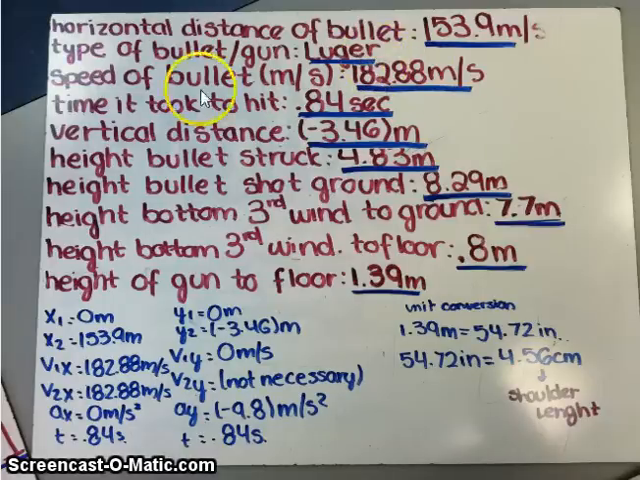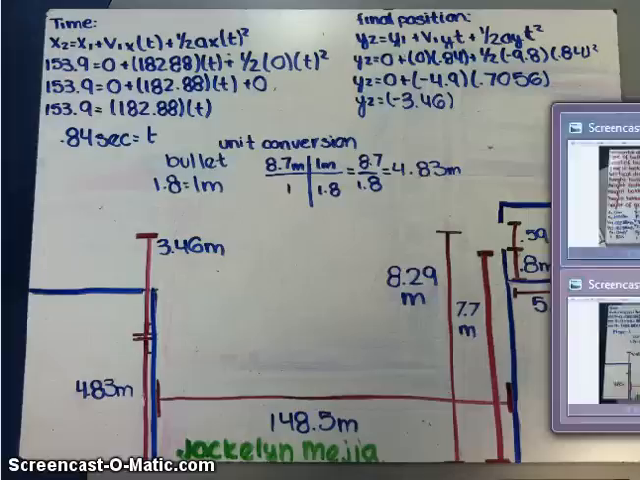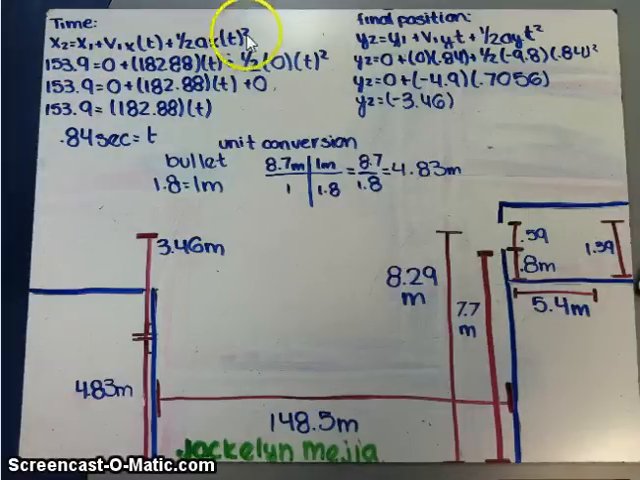We knew that the type of gun used was a Luger because the diameter of the bullet was 9 millimeters. The speed of the bullet was 182.88 meters per second. We needed to find the time it took the bullet to hit, and we used this equation to solve for it. We plugged in our final position, our initial velocity. We need to solve for time, and half times our acceleration by our time squared.